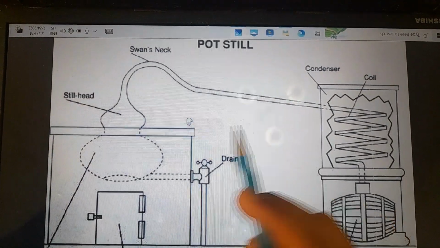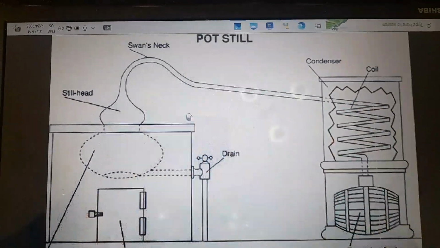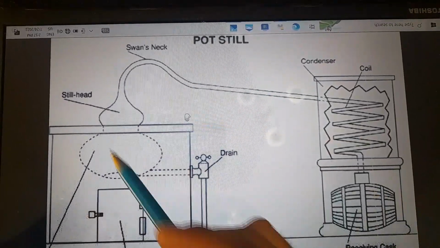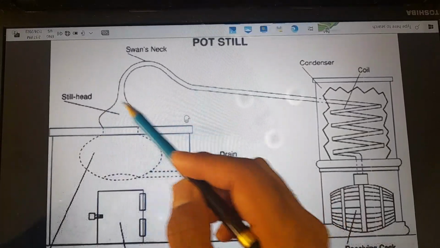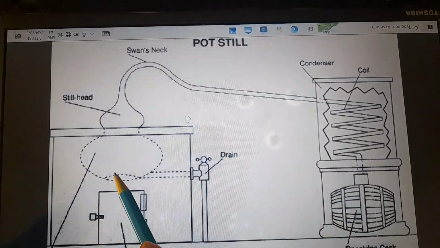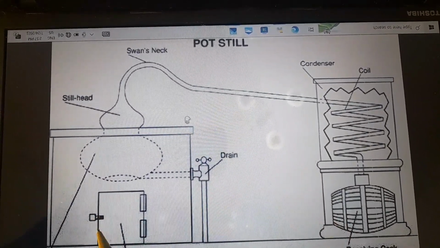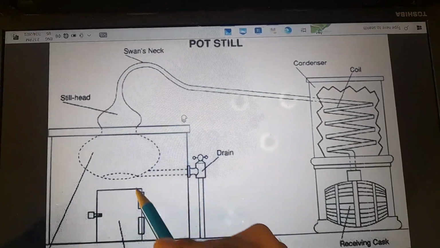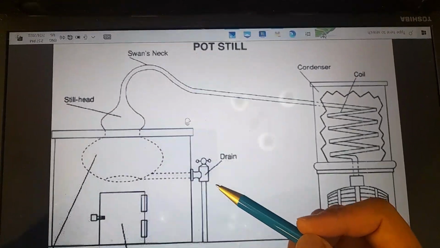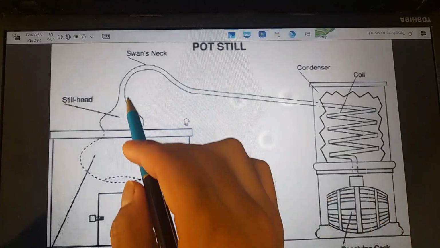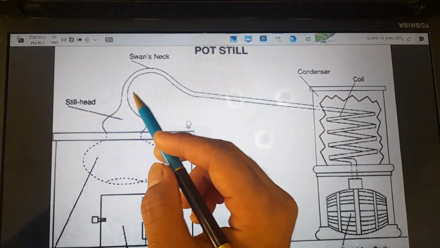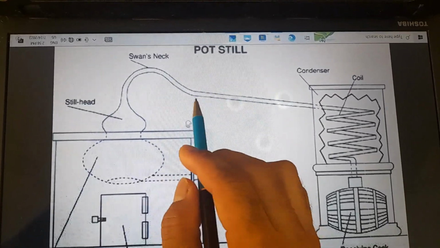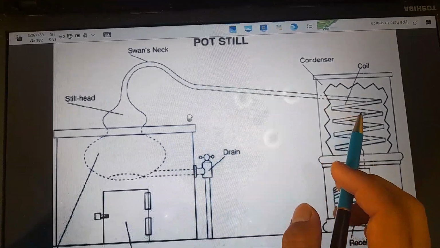So you can see the picture of pot still distillation, where you can see the big onion-shaped copper pot. This is a copper pot with a steel head, and this is a kettle of copper, and this is the furnace or container that is heated to a very high temperature. And this is a swan neck, where vapor will pass through this pipe and go to the condenser.